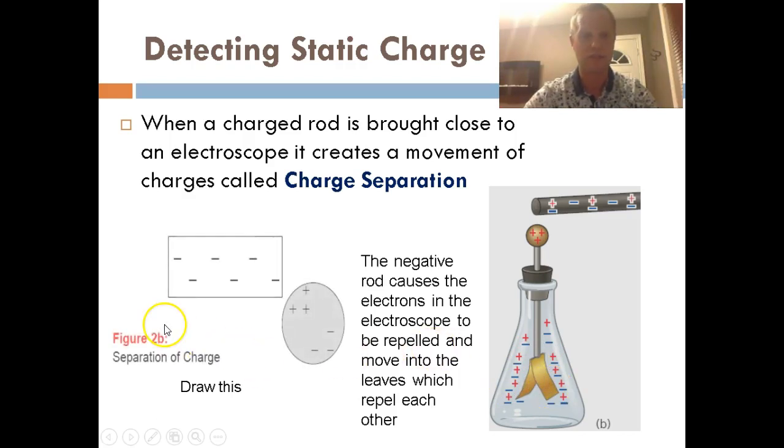This is another way of showing this, and I want you to draw it down. You have a negatively charged object, and as you bring it close to another object, the protons can't move, but the electrons move away from the negative charge because negative and negative repel.